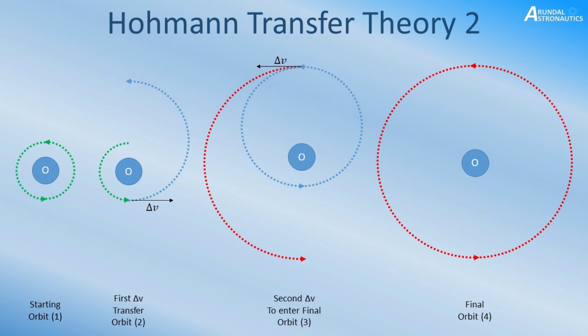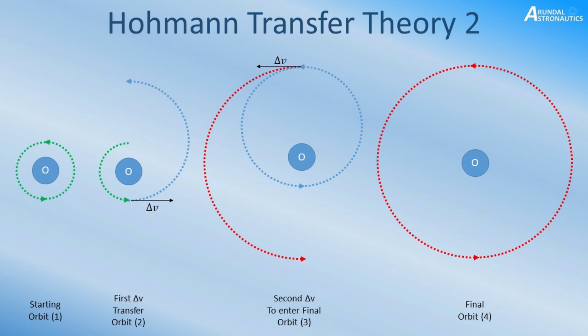Now bear in mind this also works the other way, that you can go from a higher orbit to a lower orbit. But for now, let's stick to what we've got on the slide here. So the first orbit is the green dotted line that circles around the origin or the planetary body, let's say. And in order to enter the transfer orbit, we need to carry out an orbital velocity change. And in this case, because we want to achieve a higher altitude, we need to increase our velocity.